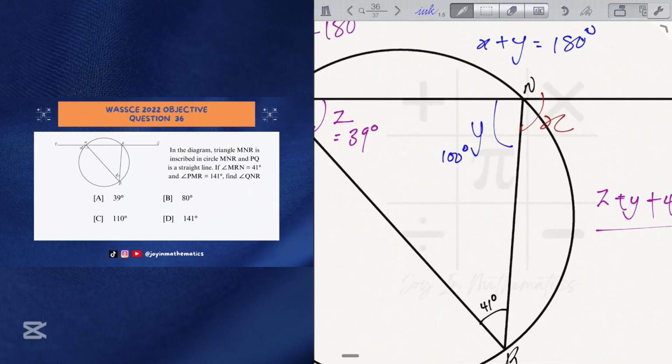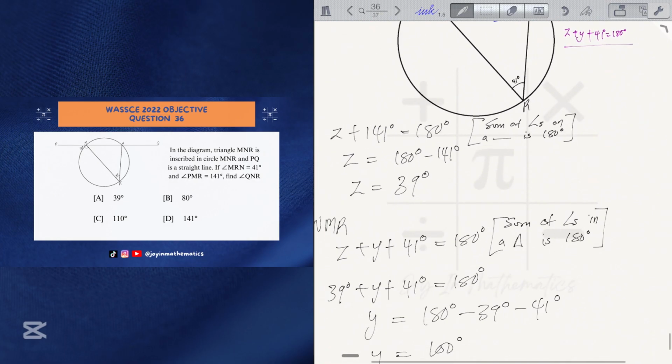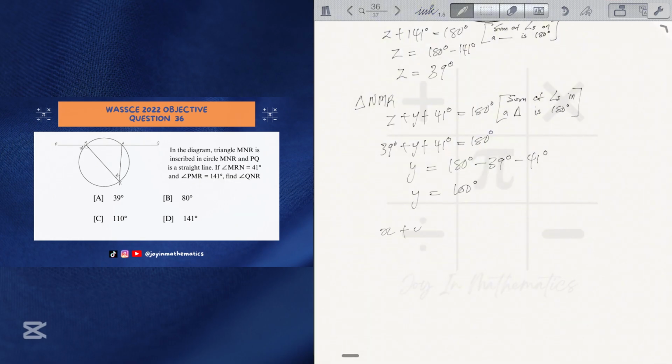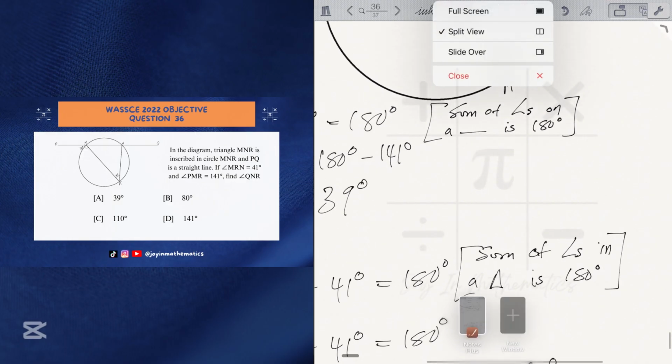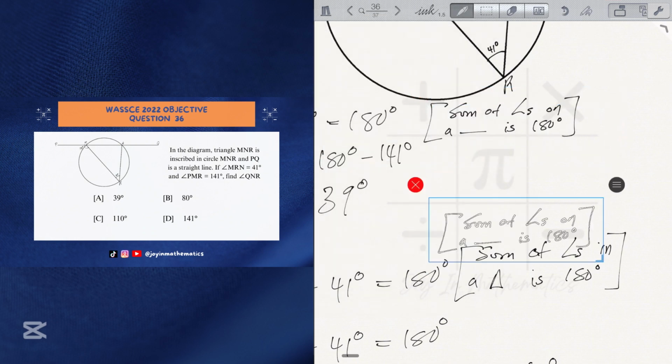Now you just have to find the value of x, which is the question, using x plus y is equal to 180 degrees. And what is the reason behind this? The reason is that the sum of angles on a straight line is equal to 180 degrees.